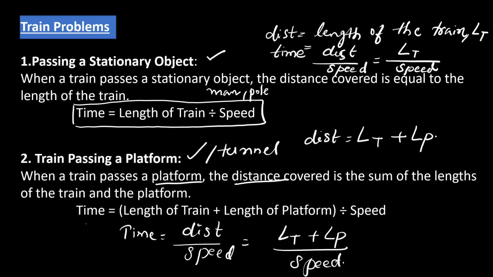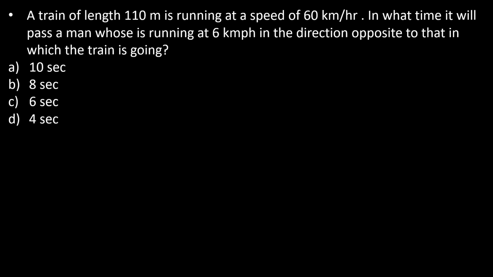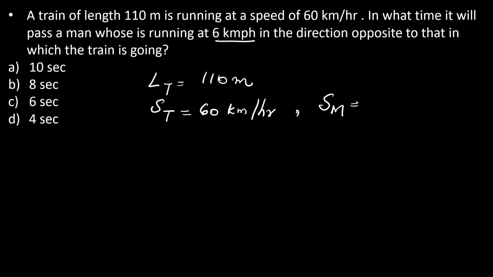Next we'll get into some of the practice problems. First question. A train of length 110 meters is running at a speed of 60 km per hour. In what time will it pass a man who is running at 6 km per hour in the direction opposite to that in which the train is going? Given that the length of the train, that is LT, is 110 meters and the speed of the train is 60 km per hour, and it passes a man who is running at 6 km per hour. That is, the speed of the man is 6 km per hour.